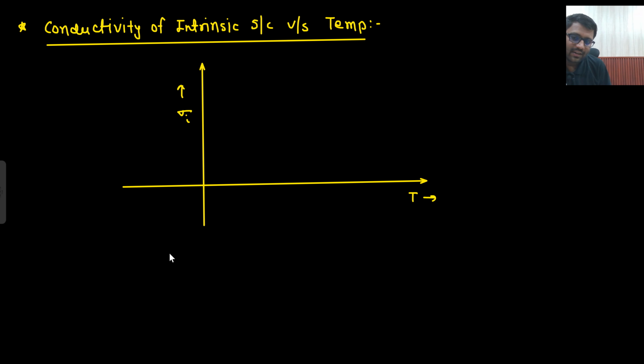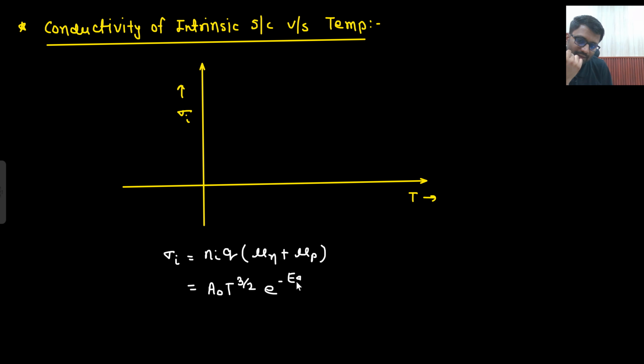So what is the conductivity of intrinsic semiconductor? That is n_i q (mu n plus mu p). Now how is n_i related with respect to the temperature? That is some constant A0 times T to the power 3 by 2 times e to the power minus Eg0 by 2kT. Sir, q is also a constant. A0 is a constant, q is also a constant. So multiply with q.